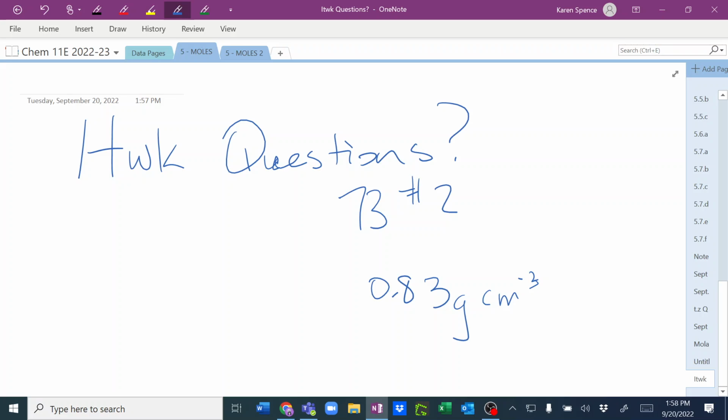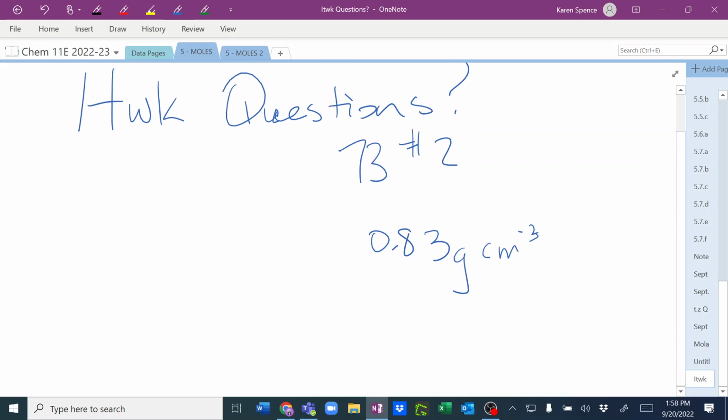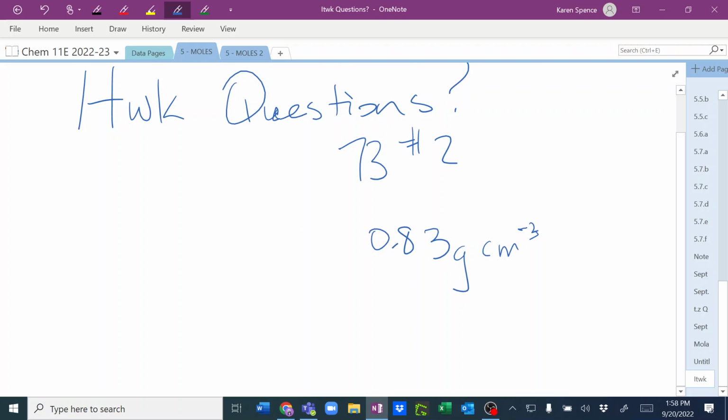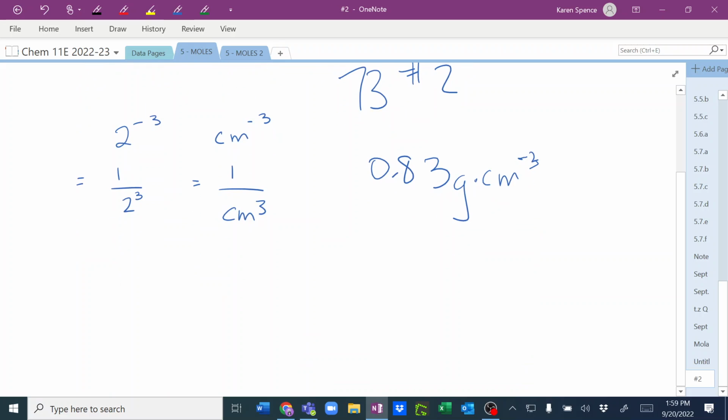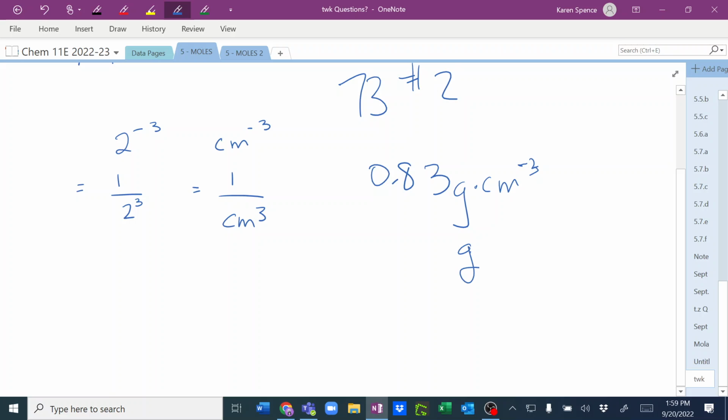Okay, so ladies and gentlemen, on page 73, number 2, there is this weird unit, which is grams, centimeters to the -3. Now, if I told you 2 to the -3, could you write that as a positive exponent? What would that be as a positive exponent? 1 over 2 to the 3. So centimeters to the -3 is 1 over centimeters cubed. So if you have grams times centimeters to the -3, you now have grams per centimeter cubed.